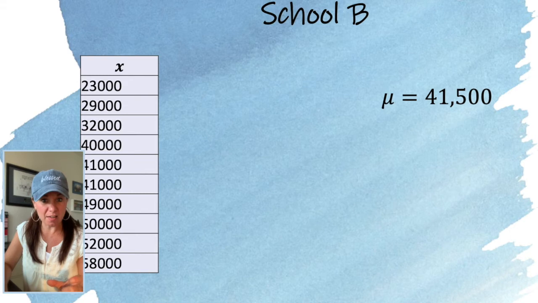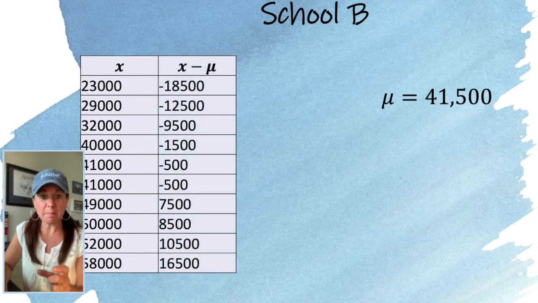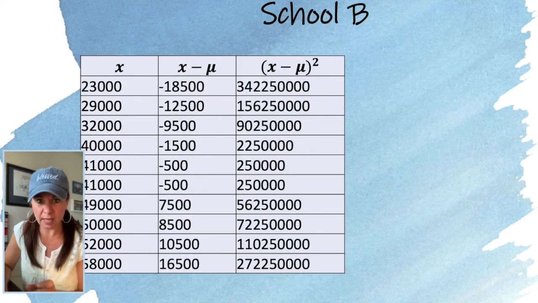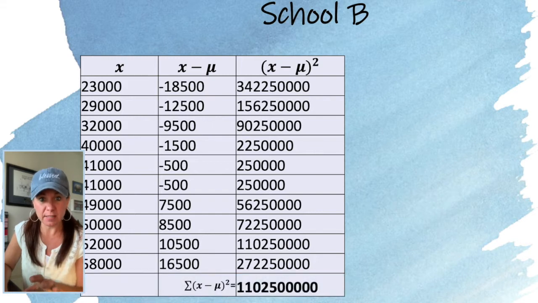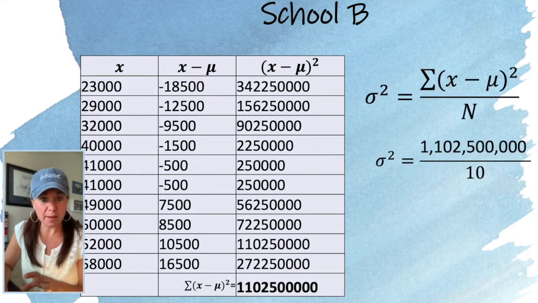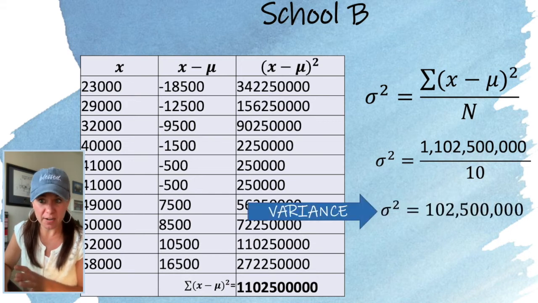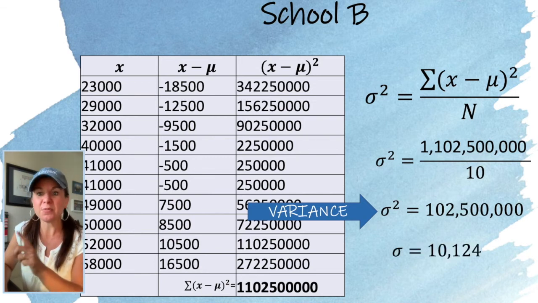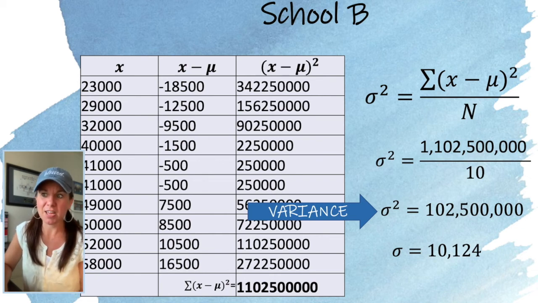So we'll take each of the salaries for school B, subtract the mean, which remember is the same from school A, subtract the mean from each of the salaries, square them to get rid of the negatives, okay? Add those up, that's the sum of squares. Divide that by the number of salaries, which is 10. Then we get our variance, which is, wow, 102,500,000. But we have to take the square root of that. So now we get our standard deviation is 10,124.